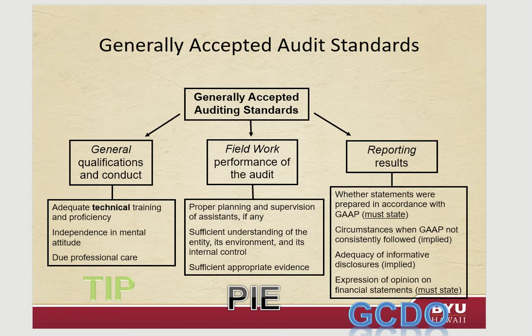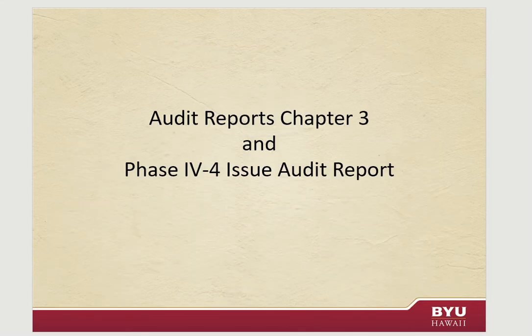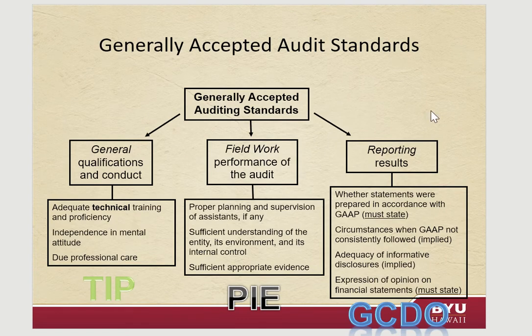Class, now we're moving on to phase 4, chapter 3, and this is phase 4-4, issue the audit report. We're finally in reporting results, and you must state whether statements were prepared in accordance with GAAP, that's the criteria we're using. Circumstances where GAAP is not consistently followed is just an implied statement, so you don't see it explicitly stated in the final report. If there were any deviances from GAAP, then it could be stated. Adequacy of information, informative disclosures, is implied, so again that's not stated unless they don't have that. And then expressing an opinion has to be explicitly stated.